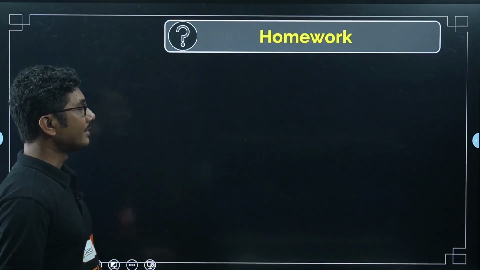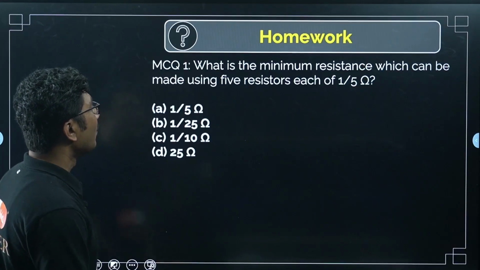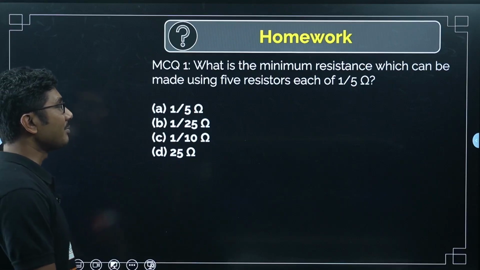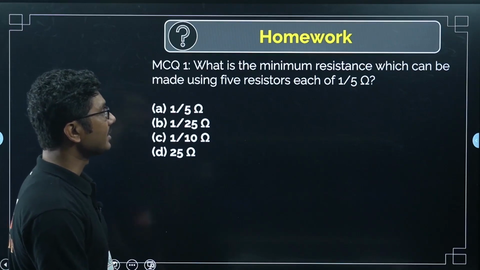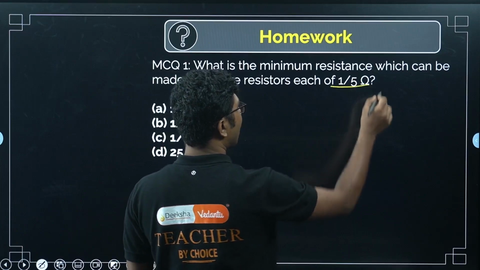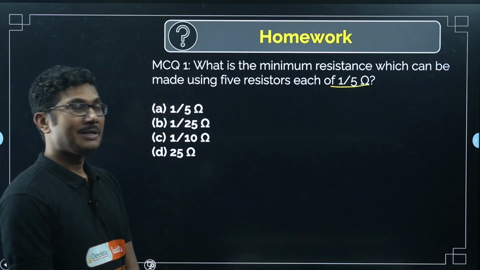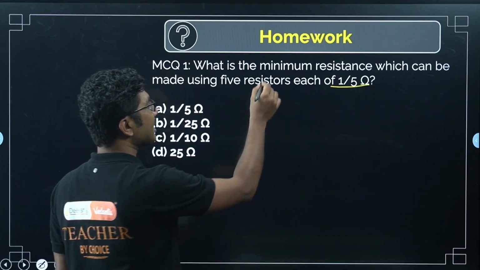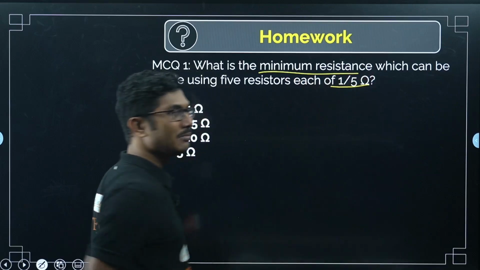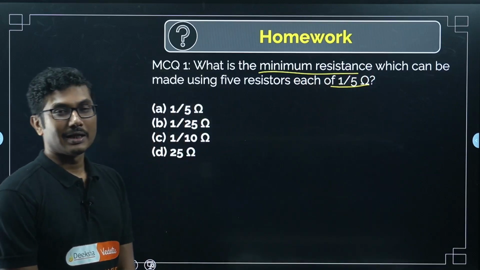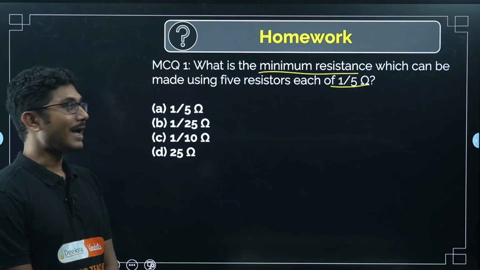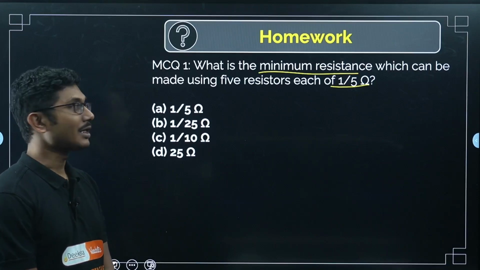Now let's look into the homework. What is the minimum resistance which can be made using 5 resistors each of 1/5 ohm? So what is the minimum resistance? Which combination will we use? They have directly given you minimum resistance. Remember the topic, remember the lesson, and try to answer it and mention the answer in the comment below.